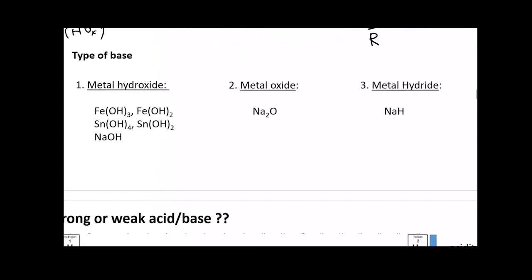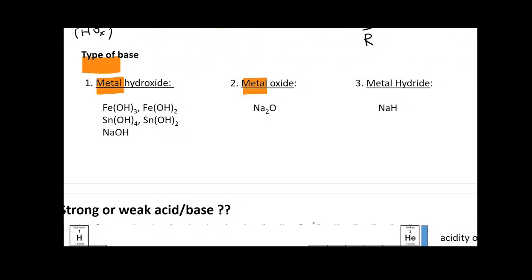Talk about the base. For the base, there are three different types. It can be a metal hydroxide, a metal oxide, or a metal hydride, so it can be O, OH, or H. The general feature is that if you see a metal with O, OH, or H, they are bases.